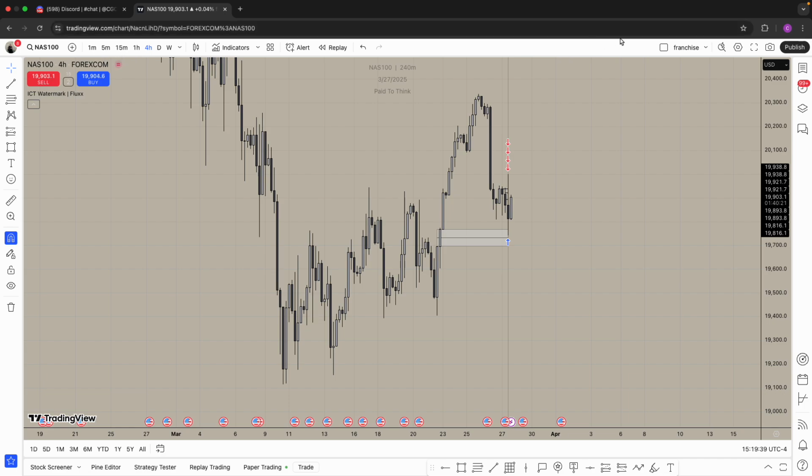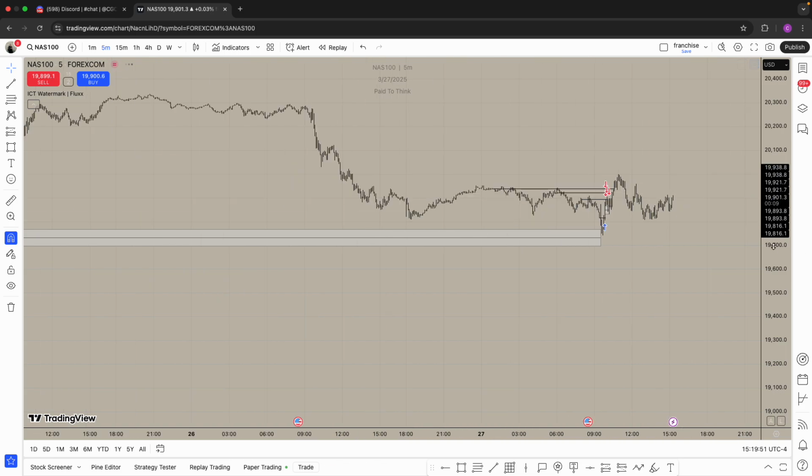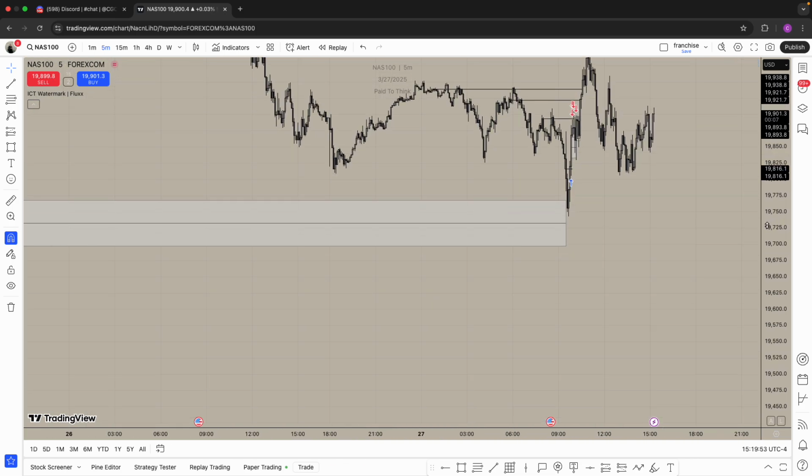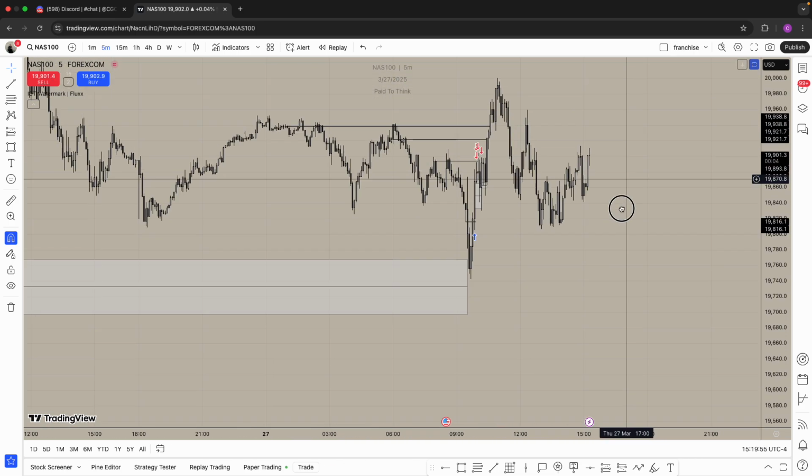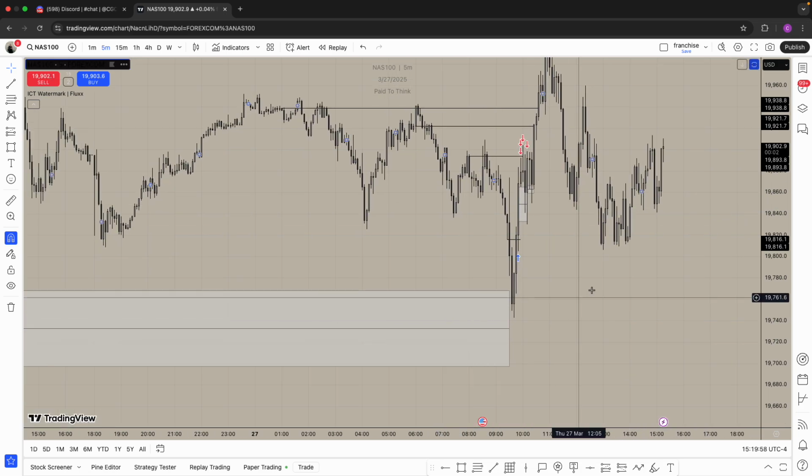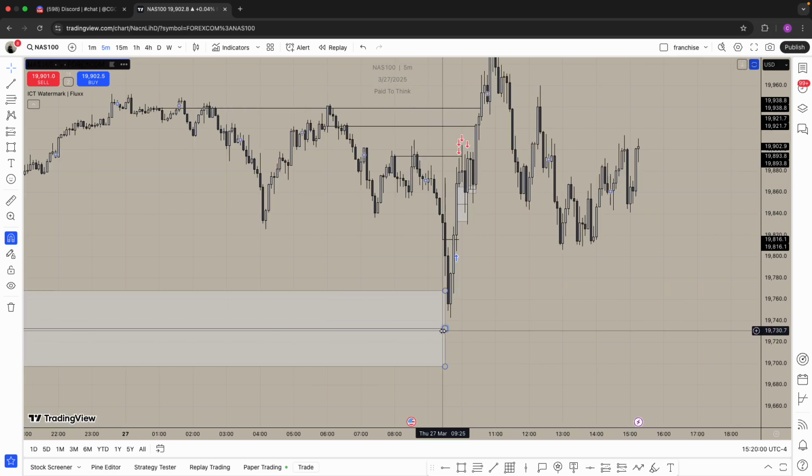I'm not going to say it. It will obviously be on the screen. But yeah, this is the 4-hour gap. So I'm now just going to go on to the 5-minute because I want you guys to find the higher time frame gap that was aligned with this gap to make it high probability.